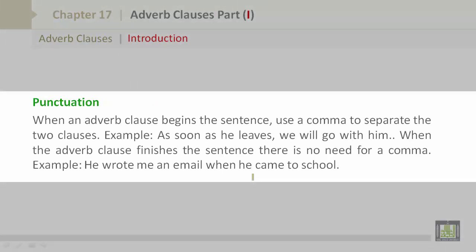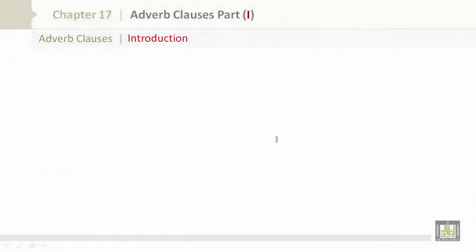Punctuation. When an adverb clause begins a sentence, use a comma to separate the two clauses. For example, as soon as he leaves, we will go with him. When the adverb clause finishes the sentence, there is no need for a comma. For example, he wrote me an email when he came to school.